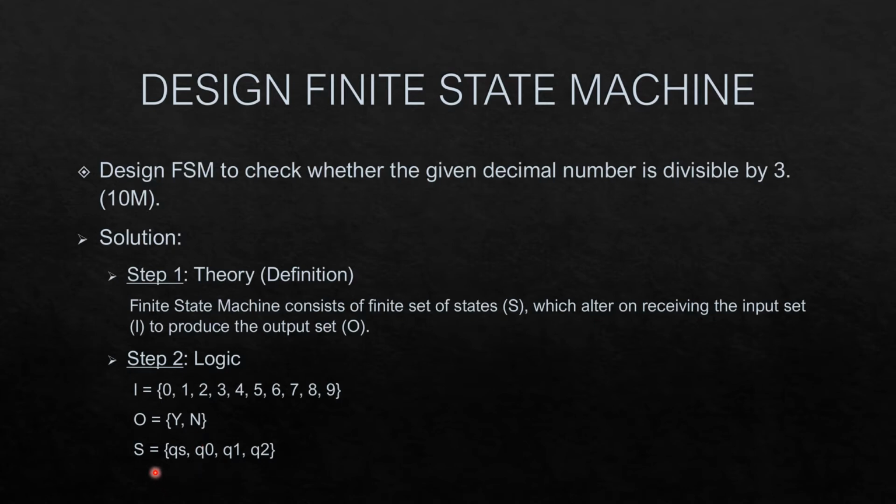That means just like our machine has a power button which on clicking will start our machine, similarly, the QS will be our power button for our FSM, which will push our machine into the start state. Then Q0, Q1 and Q2 states represent the remainders. When any given decimal number is divided by 3, we can get only 0, 1 or 2 as the minimum remainder. So using that logic, we will design this FSM with states QS, Q0, Q1 and Q2 respectively.